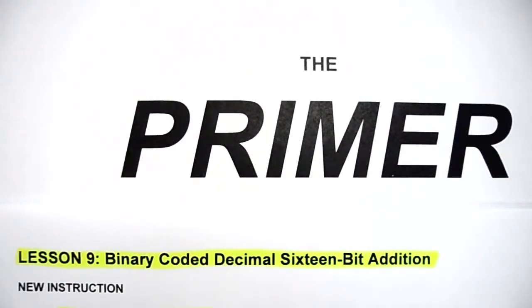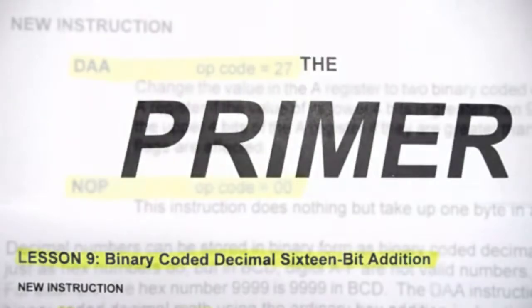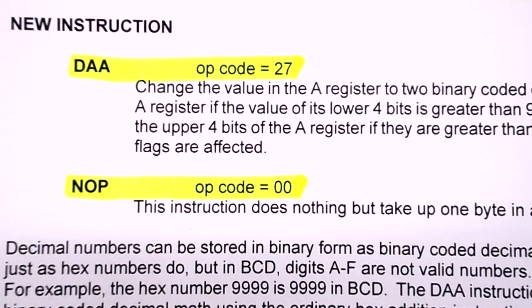My name's Darren Holmes, and today we're going to be using the EMAC Primer Trainer to look at lesson number 9, Binary Coded Decimal 16-Bit Addition. Under New Instructions, we have the DAA command, opcode 27, and this changes the value in the A register to 2 binary coded decimal digits. And this is going to take a bit of an explanation, so we'll cover that momentarily.